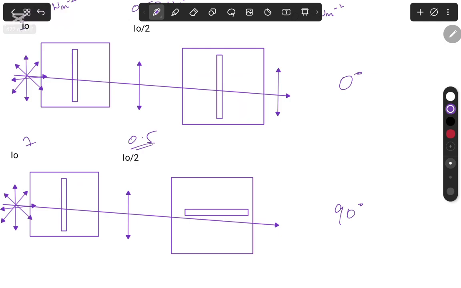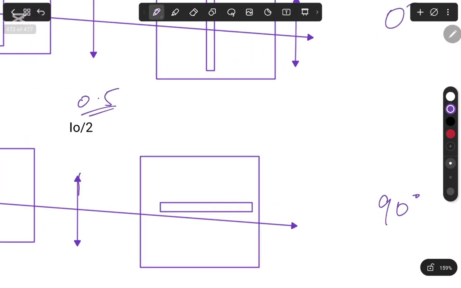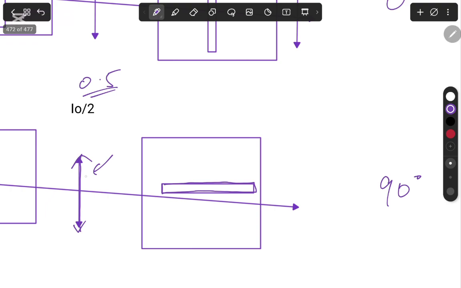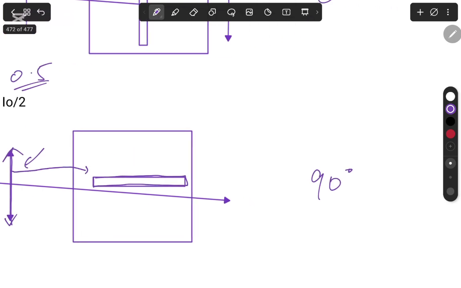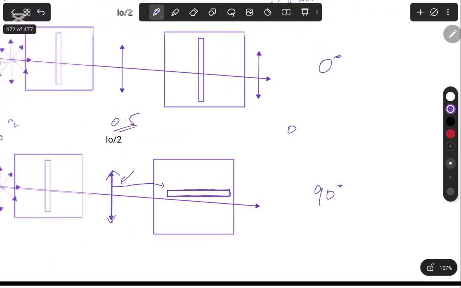Now, when you rotate it to 90 degrees, what's going to happen is you can notice that this is going to be vertically plane polarized light right over here. It has oscillations in the vertical direction. And the polarizing filter will only allow horizontally plane polarized light to pass through. The rest of the oscillations will be absorbed. Right? So this light here that has the oscillations in the vertical direction is going to be absorbed and the intensity is going to become 0.